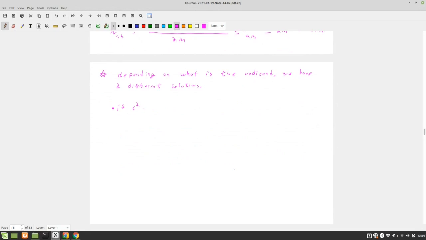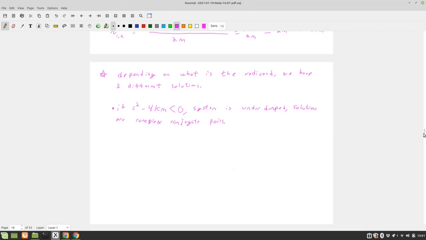So if c² minus 4km is less than 0, we're going to say the system is underdamped and the solutions are complex conjugate pairs. That makes sense?